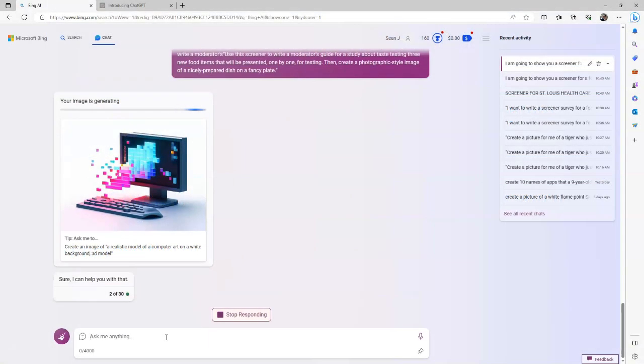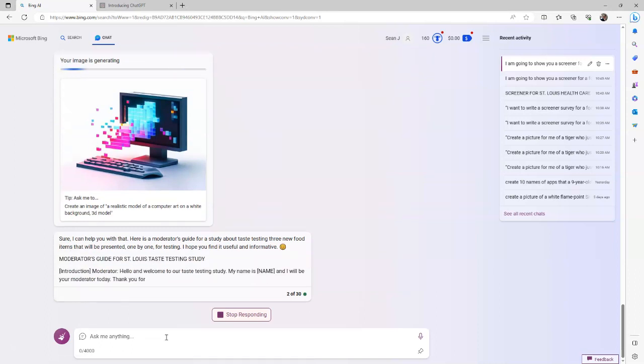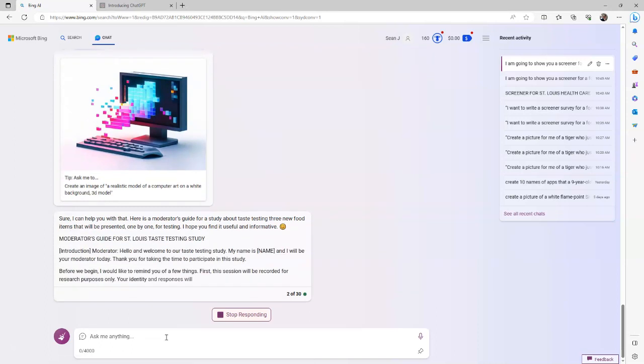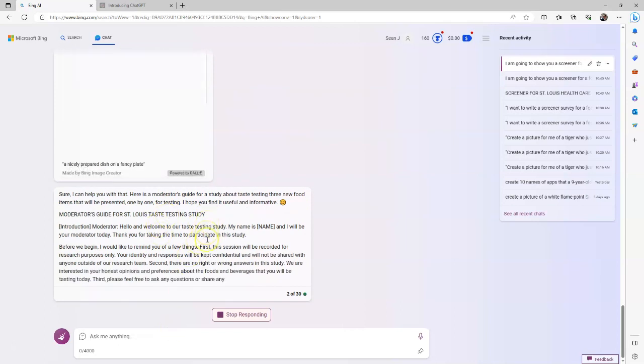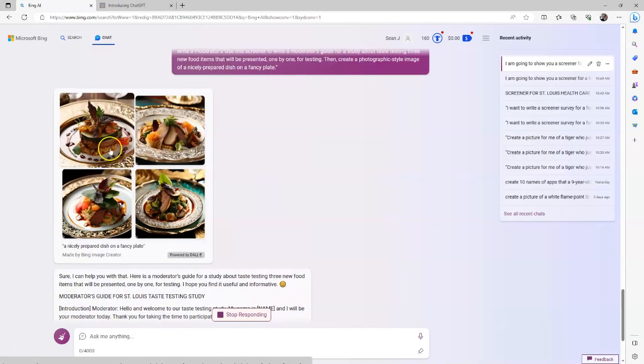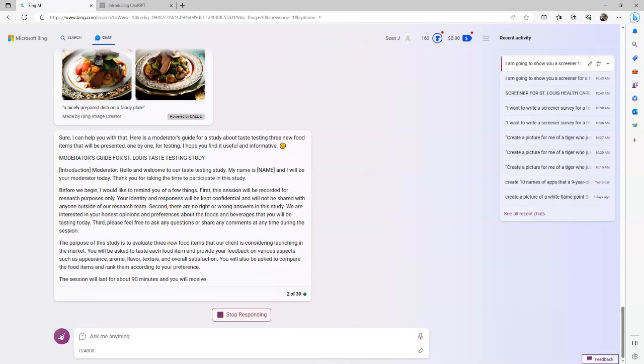But you can give it even more power by uploading meeting notes or a similar proposal or a similar study. The more detail that you provide, the more it'll generate something that's very useful and which matches your style. And as you can see, it's already at work here, not only giving me an image that I could use, but writing up a moderator's guide.